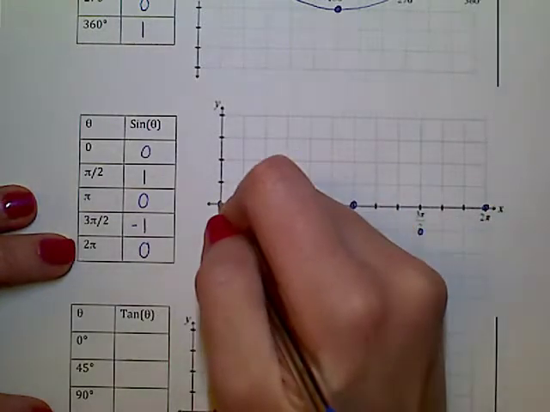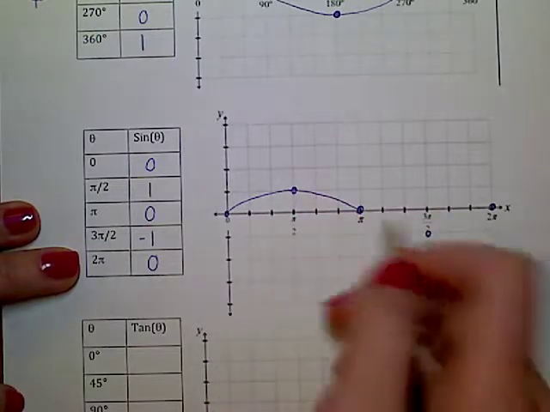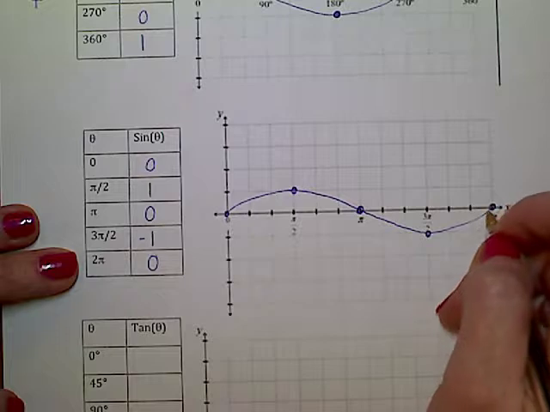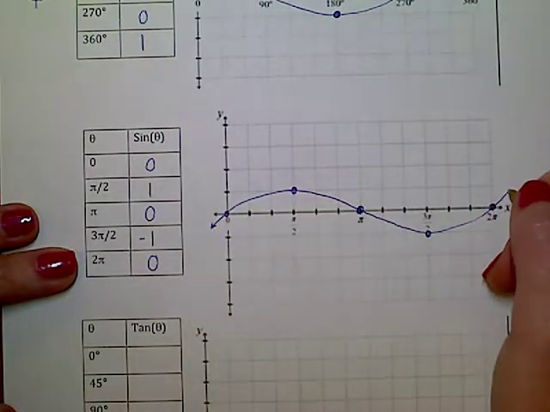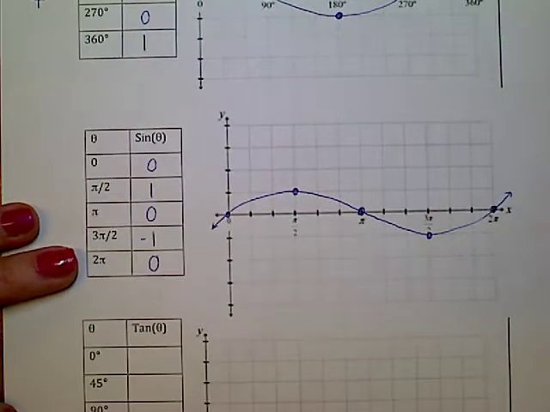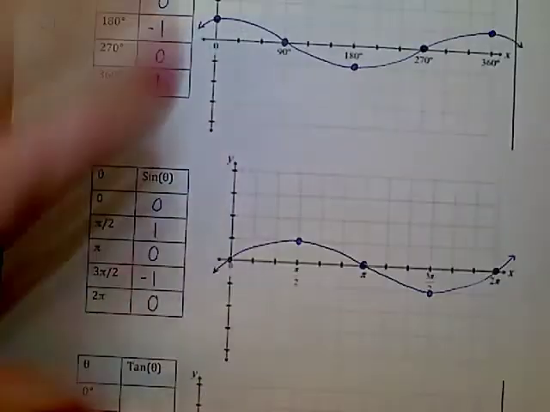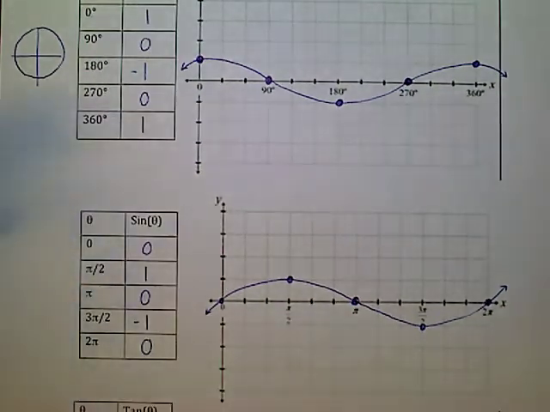So we plot our coordinates and then we connect with a nice curved line. Same idea from cosine. You can see it's just sort of shifted a little bit. But we would repeat this shape forever to the left and forever to the right. So again, just like an ocean wave. So you can see that cosine and sine are very similar to one another. They have the same general shape. It's just one sort of shifted further down the x-axis.